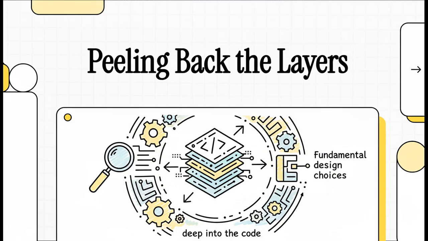Welcome. When you use a really complex piece of software, it can feel like magic. Today, we're going to peel back the layers and look at the hidden machinery that makes it all tick. We're taking a journey from the operating system all the way down to the code itself to uncover the big design choices that make everything work.